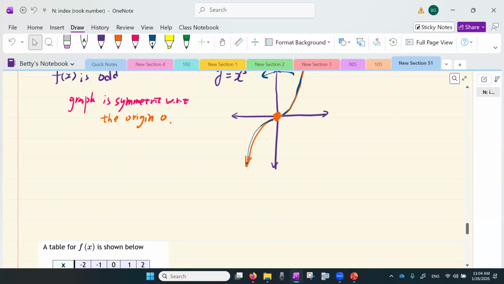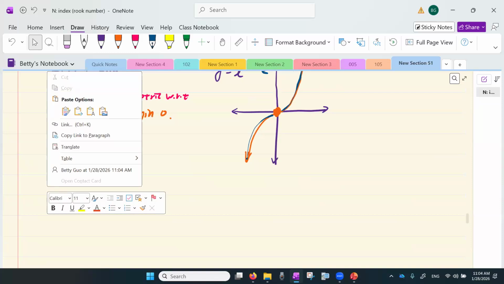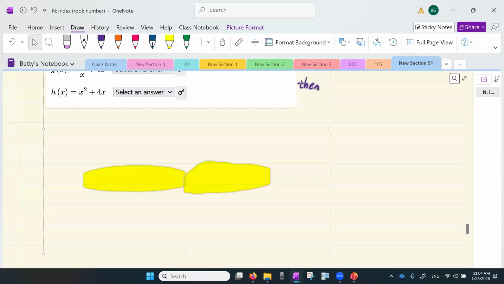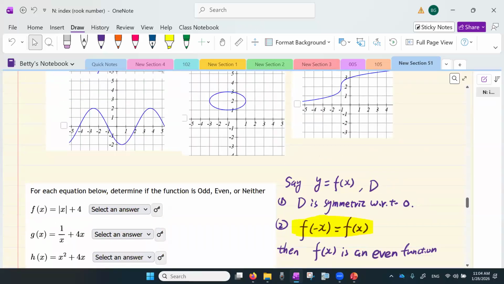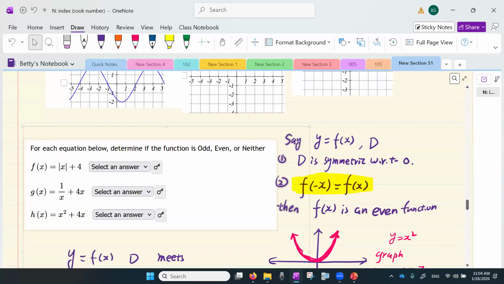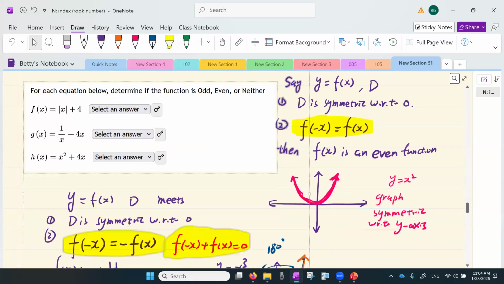Let's see, how do I find a space for that? Find a space for that, okay. Paste, oh no. This one. Copy.